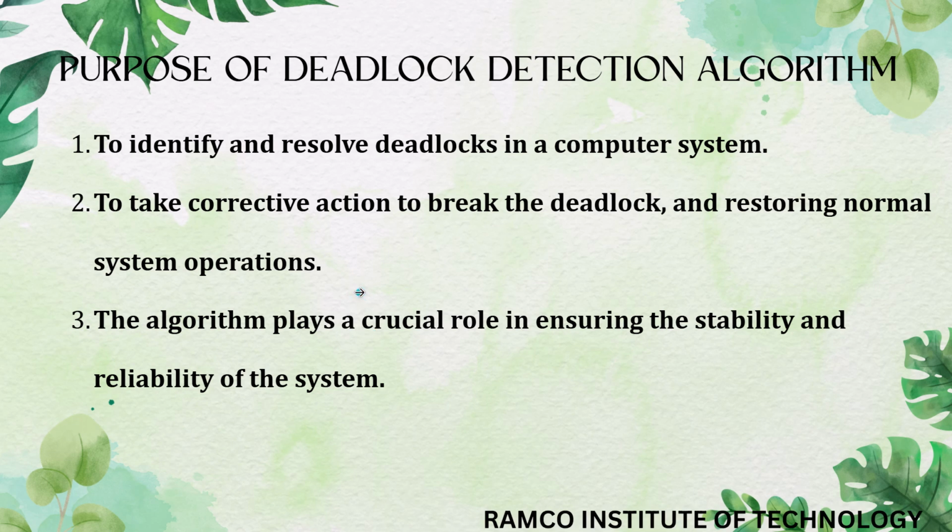Purpose of deadlock detection algorithm. This is mainly used to identify and resolve the deadlocks in a computer system. By identifying the occurrence of a deadlock, determining the processes and resources involved, taking the corrective action to break the deadlock and restoring the system's normal operations. The algorithm plays a crucial role in ensuring the stability and reliability of the system by preventing deadlocks.